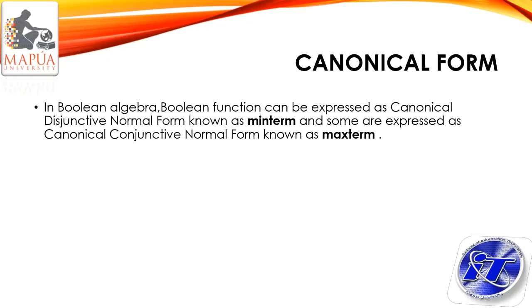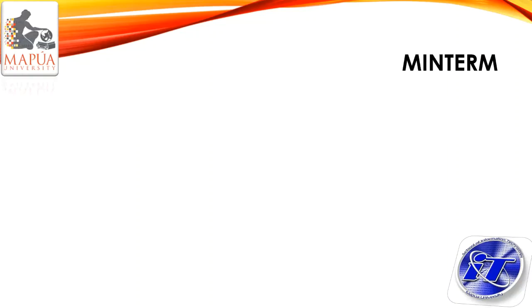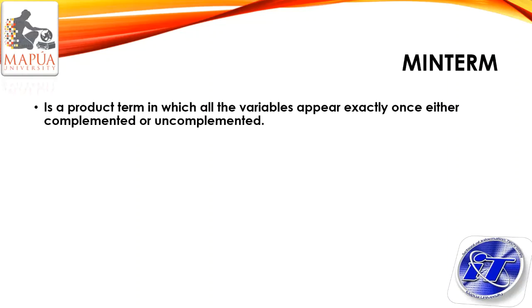So what is min term? Min term is another way of representing our product term. Product terms are variables which are complemented or uncomplemented under AND operation. We're going to represent product term using min term in an equation. So how do we represent a product term using min term? We use a small m, and to differentiate one min term from another min term, we use a subscript.